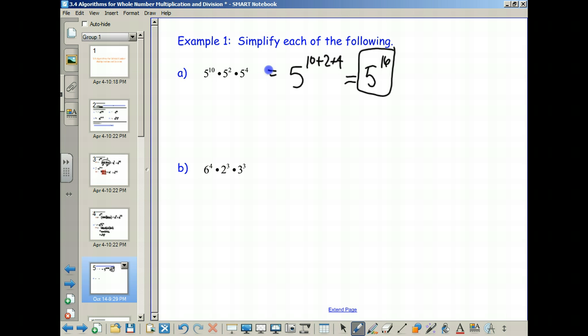Okay, so what are we going to do with B? We could change them all to the same base. Do you have any ideas about how you might tackle doing that one? Multiply. Good idea.